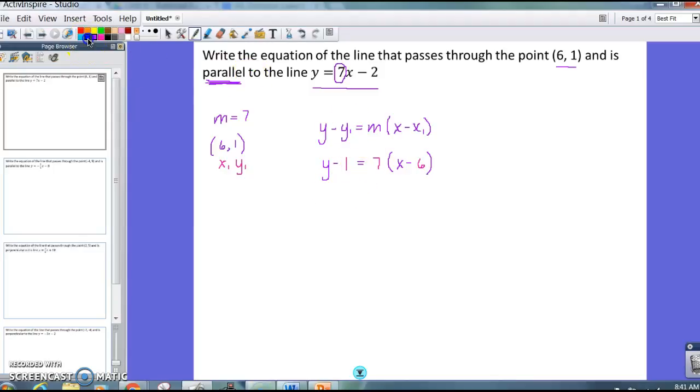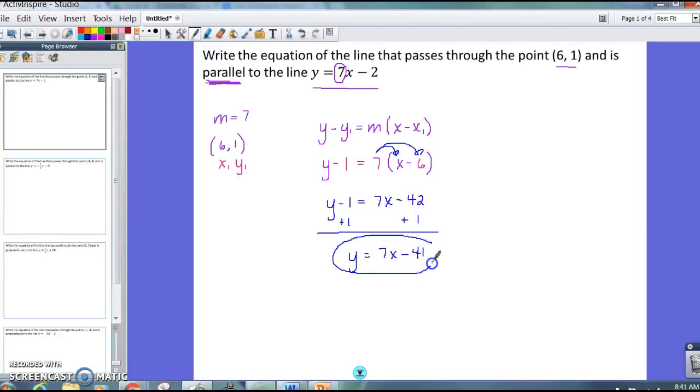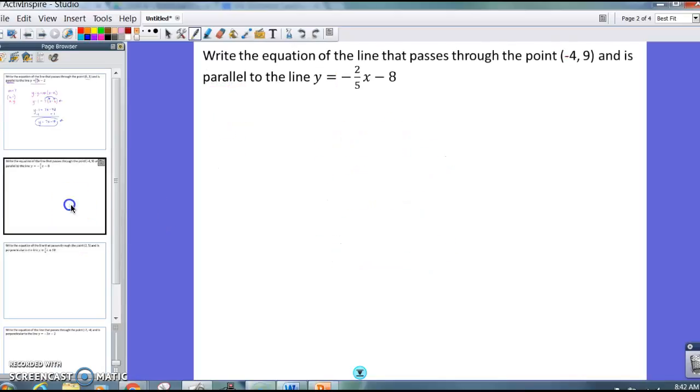We talked about this before. We said to solve it for y, we just have to do 2 steps. We first have to distribute. So I have y - 1 = 7x - 42. Okay, and then add the 1 to both sides to move it over. And so we end up with y = 7x - 41. So if they don't give you choices in this format, then you just have to solve it for y and get it into that format. Okay, let's try another one.